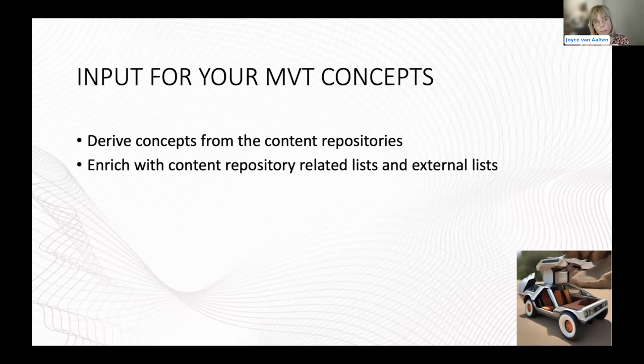What I then do is enrich with what I call content repository related lists. If you look at that system, you can have navigational structures, perhaps synonym lists, spreadsheets all over the place, but that are related to that specific content repository. They can be useful as well for your MVT. I also have a look at external lists, external thesauri, open data, etc. They provide me with input, but I don't let them dictate how I create the taxonomy. So they inspire me, but they don't dictate.